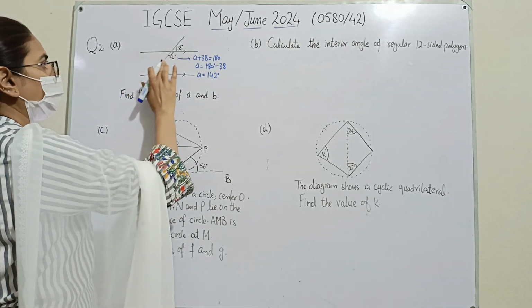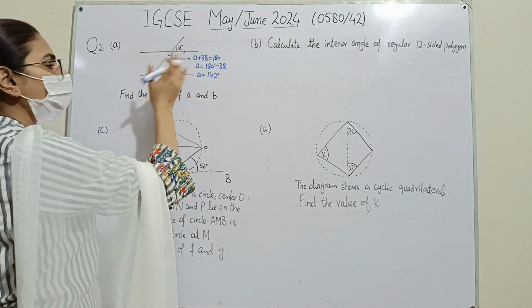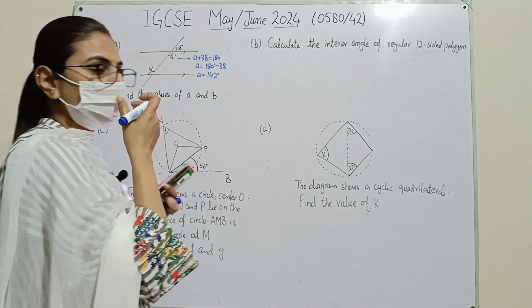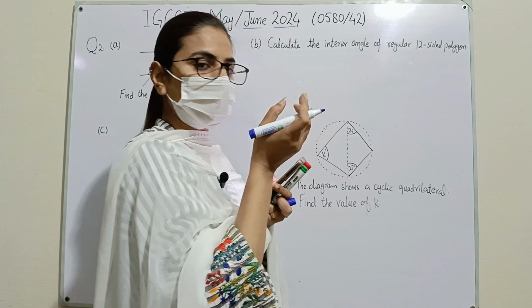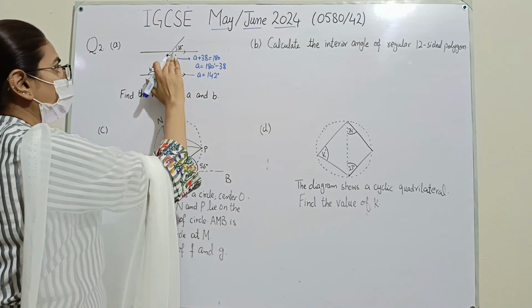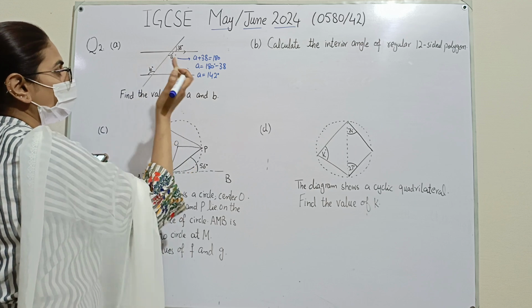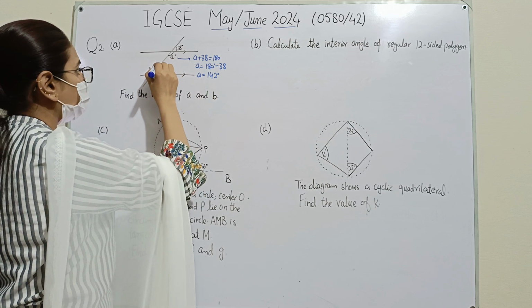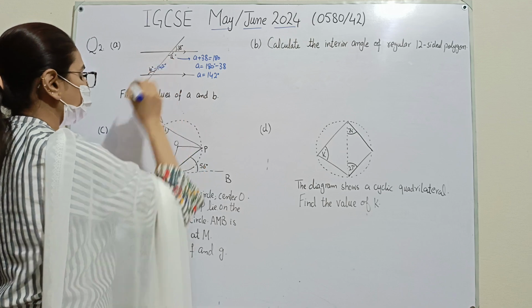What will be the answer for B? As we know that they are alternate interior angles, and by the results of geometry you can conclude that alternate interior angles are always equal. So B is also 142 degrees.